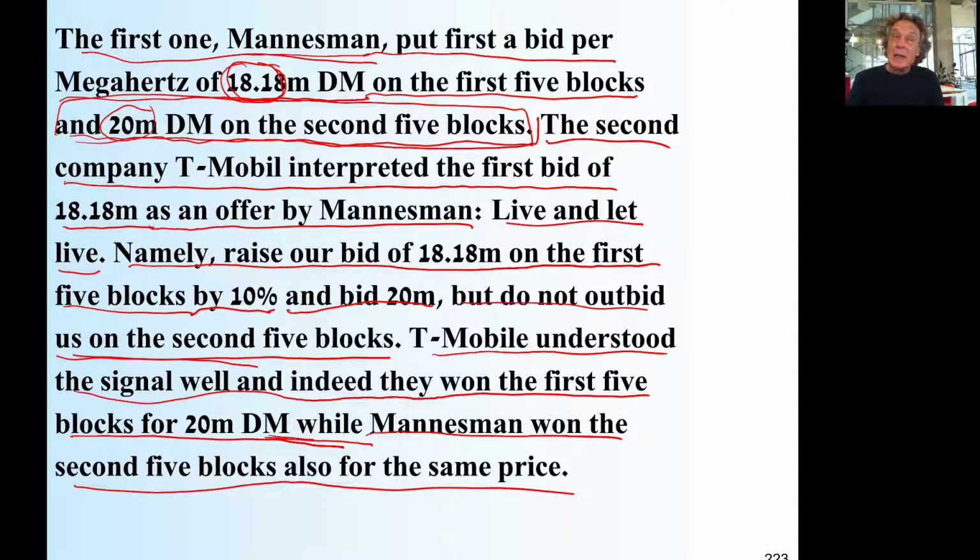So, in an English auction, if you are very sophisticated, you can sometimes send signals to the others, and therefore split the market to avoid competition. In the US, it is against antitrust law. But I think in Germany at that time, they had to accept it.